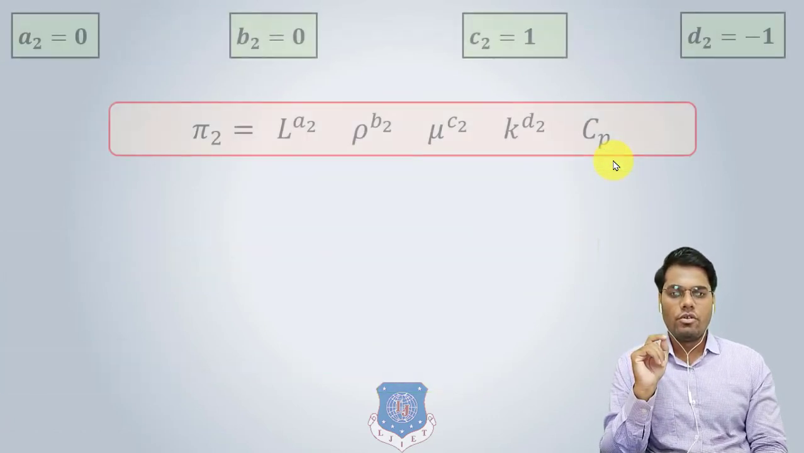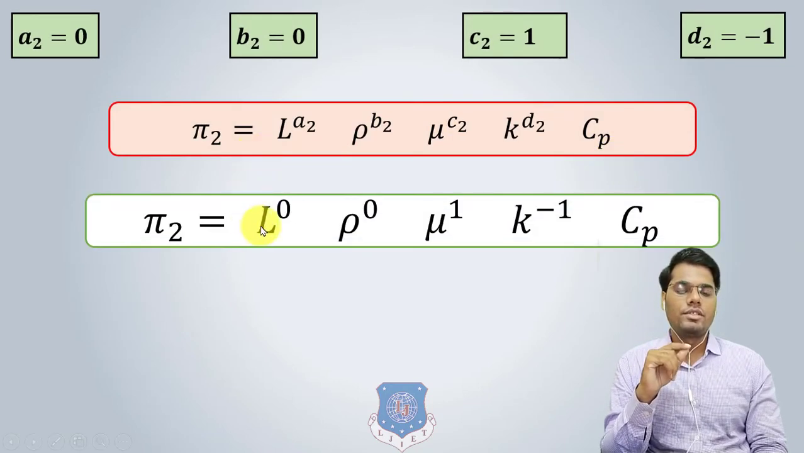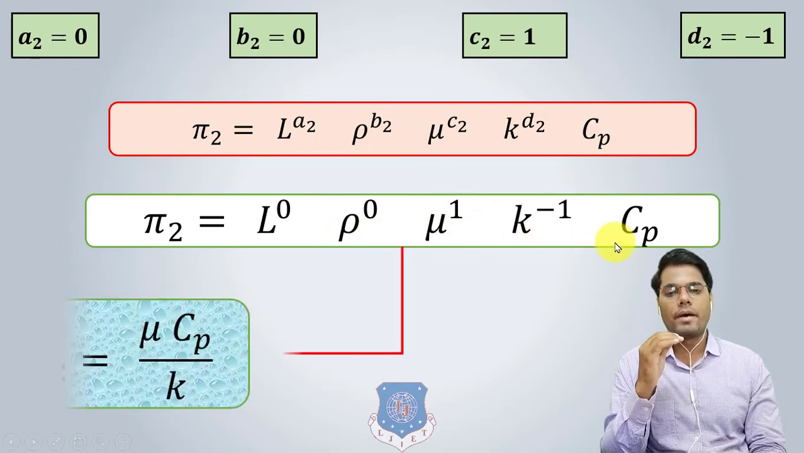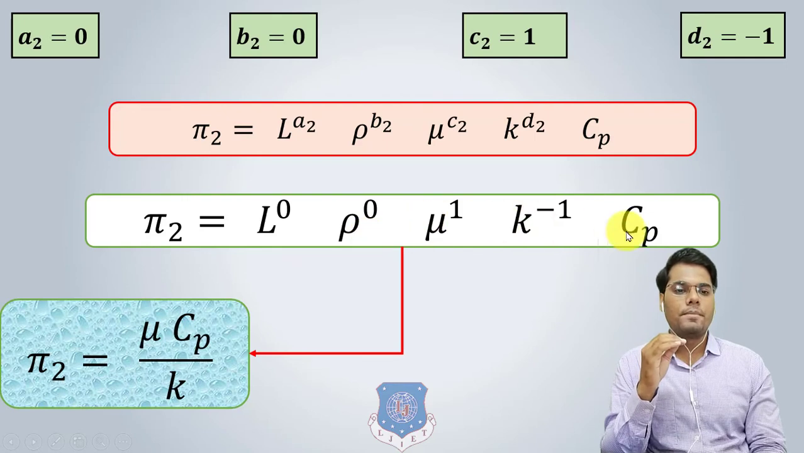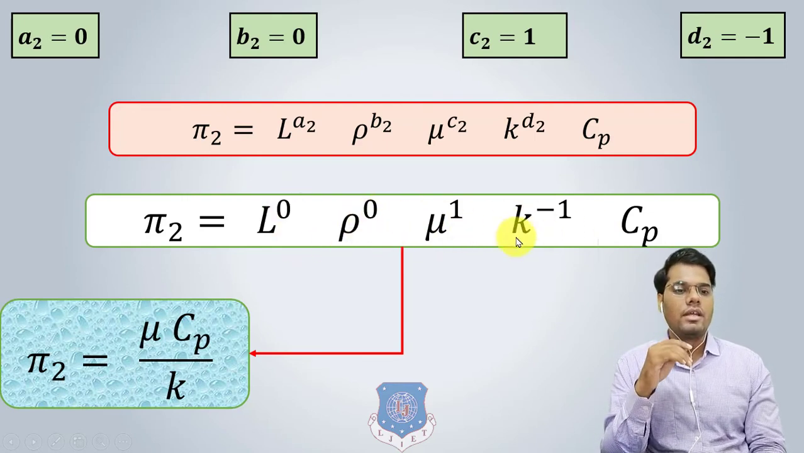Now using these values of A2, B2, C2, D2 in the pi 2 equation, we will get pi 2 is equal to L raised to 0, rho raised to 0, mu raised to 1, k raised to minus 1 into Cp. So pi 2 is equal to mu Cp by k, because L raised to 0 becomes 1, rho raised to 0 becomes 1, and k raised to minus 1 is 1 upon k. So mu Cp by k. This is our second dimensionless number.